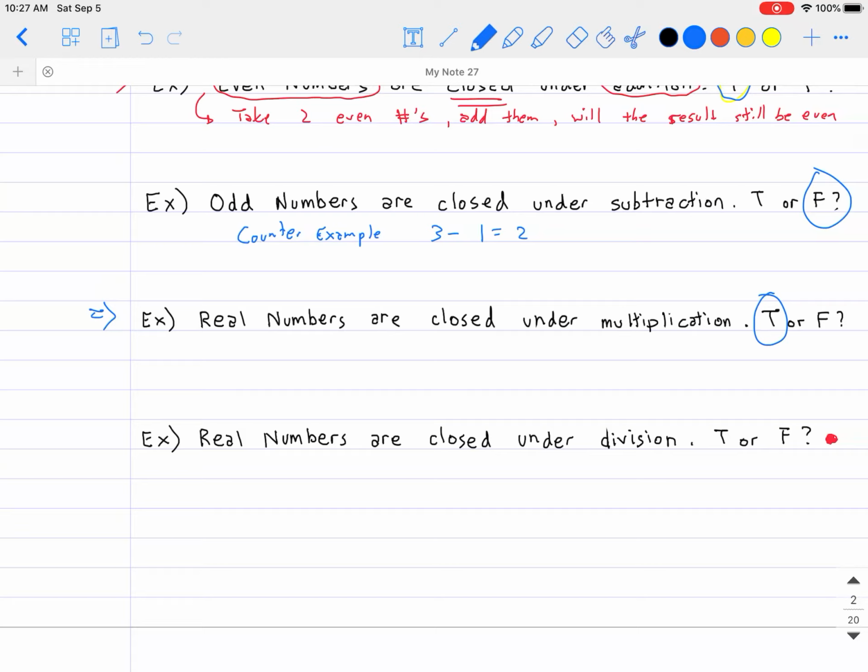And here's our last example. Real numbers are closed under division. Is that true or false? I'll give you a couple of seconds to figure it out. Pause and try to check the answer. For this one, our answer is actually going to be no. The reason is the number 0. If you look at that as our counterexample, we cannot have something like 5 divided by 0, because 5 divided by 0 is undefined. Another counterexample, maybe we can have 0 over 0.